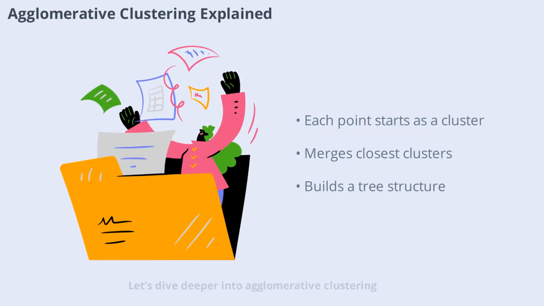Let's dive deeper into agglomerative clustering. This method starts by treating each data point as its own cluster. At each step, it finds the two clusters that are closest together and merges them. This process repeats until all points are grouped into a single cluster. The result is a tree-like structure that shows how clusters are formed at each stage. Agglomerative clustering is popular because it's intuitive and easy to visualize. It's especially useful when you want to see how small groups combine into larger ones as the clustering progresses.